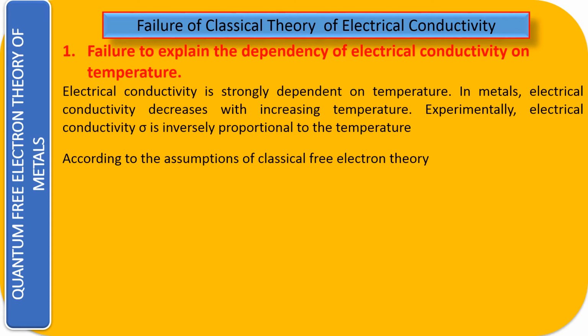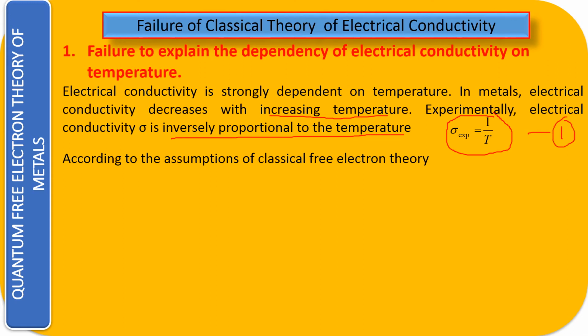Electrical conductivity is strongly dependent on the temperature. In metal, electrical conductivity decreases with increasing temperature. So as you increase the temperature, naturally electrical conductivity is going to decrease. Experimentally, electrical conductivity sigma is inversely proportional to temperature. So this is the experimental value that we have observed: sigma experimental is proportional to 1 by T, that is inversely proportional to the absolute temperature, right?